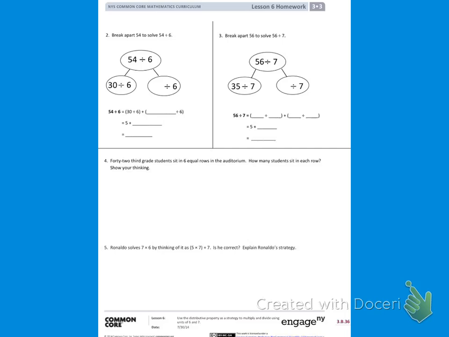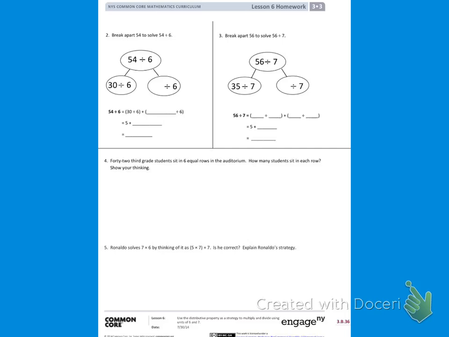As you can see, there is a number bond that's drawn. In the top circle is the problem, 54 divided by 6. In order to solve this problem, we need to break apart the 54 and pull out an easy fives fact. This way, we'll have two smaller division problems that will help us solve the original problem.